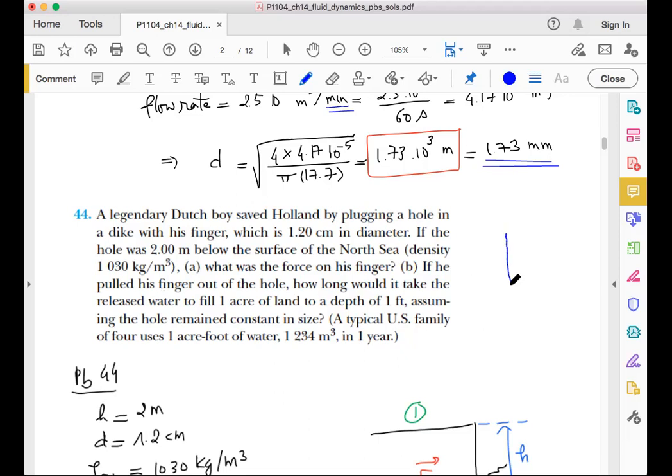So this is the released water that comes out from here. How long would it take this released water to fill 1 acre of land to a depth of 1 foot? So basically, how much time would it take until it fills an equivalent volume of 1234 cubic meters, in 1 year.